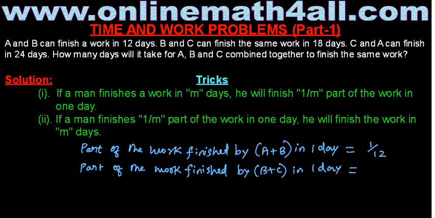is equal to the reciprocal of the total number of days taken by B and C. So the total number of days to complete the work is equal to 18. That is, B and C take 18 days to complete the work. So part of the work finished by B and C in 1 day is equal to the reciprocal of that, that is 1 over 18.